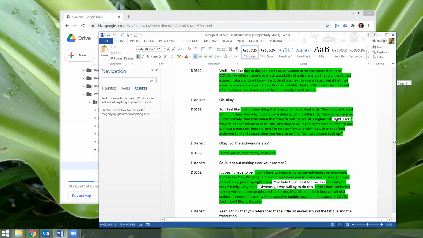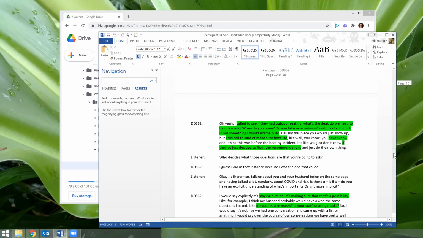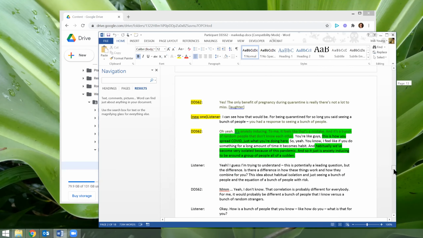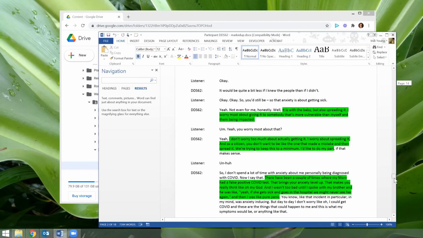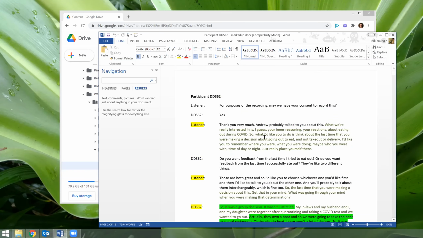as elements or concepts for the mental model diagram that I would create out of all the transcripts in this particular study. To introduce the study, it was organized by Andrew Herndon, and it is a study about what went through people's minds as they were making decisions about eating out at restaurants during the COVID pandemic of 2020.